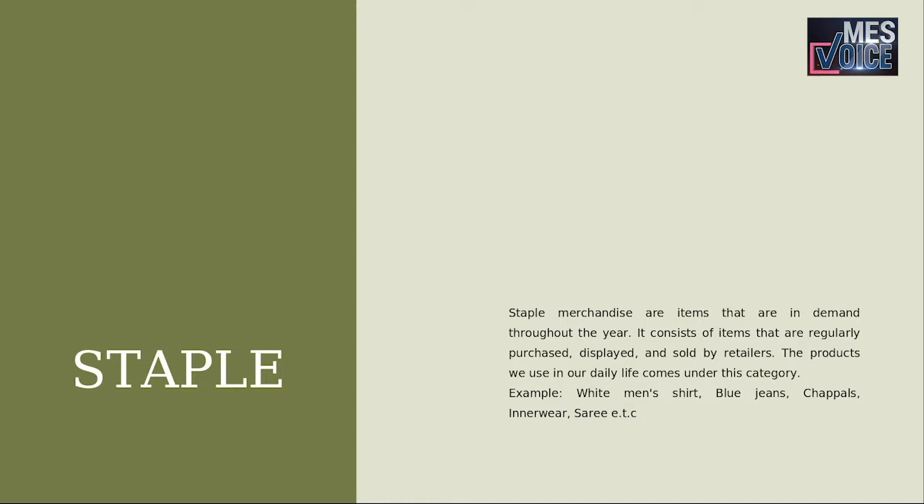First, we will discuss staple merchandise. Staple merchandise are items that are in demand throughout the year. It consists of items that are regularly purchased, displayed, and sold by retailers. The products we use in our daily life come under this category, like white men's shirt, blue jeans, chappals, innerwear, sari, etc. We know that these things are inevitable for a wardrobe. So, what we daily use comes under this category. The demand and supply for the same will be constant throughout the year.